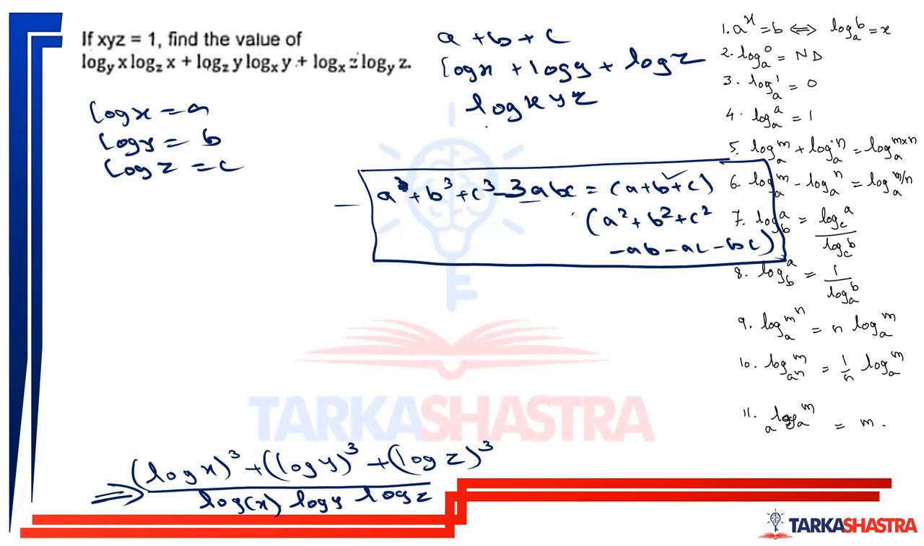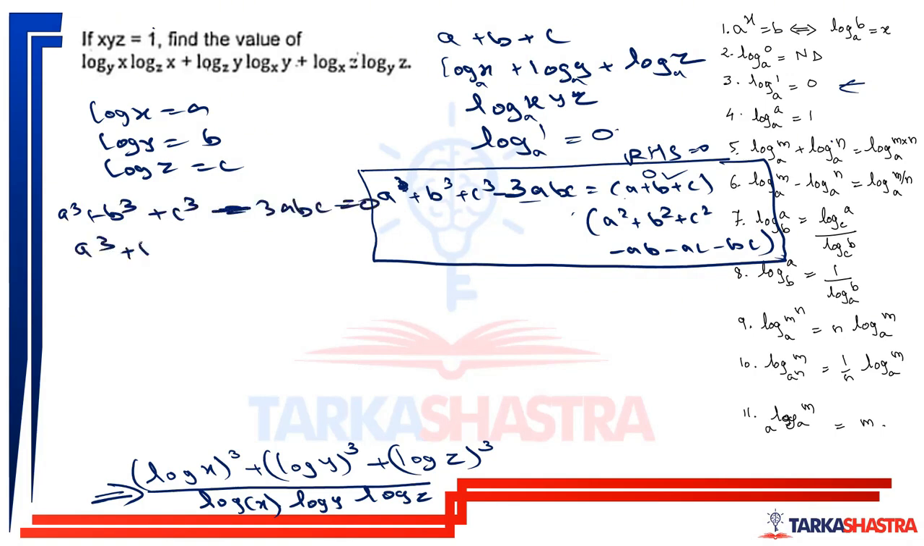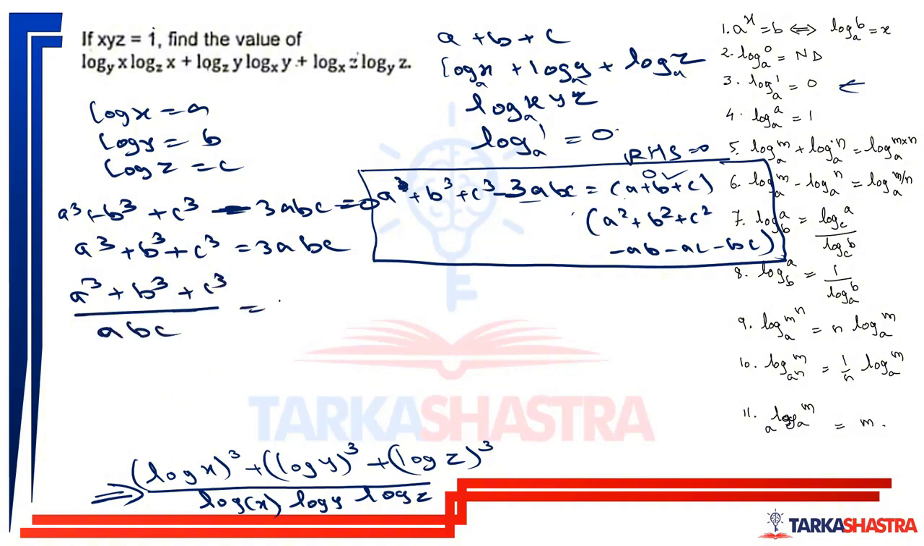So similarly, it will become xyz, and log xyz is what? Here xyz is 1, so log 1 to the base anything is 0. Log 1 is 0. So your right hand side has become 0. Now what you have? a cube plus b cube plus c cube minus 3abc equal to 0, which is a cube plus b cube plus c cube is equal to 3abc, which is a cube plus b cube plus c cube upon abc is equal to 3.